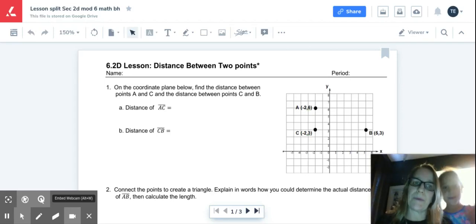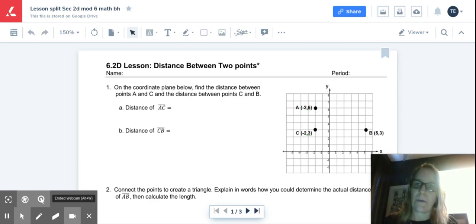I know we started 6.2D, that's my daughter at least, in Desmos, but not everyone has a touchscreen. So we're gonna go ahead and do it PDF style. So here we go.